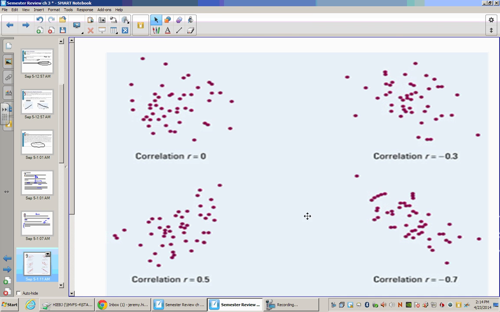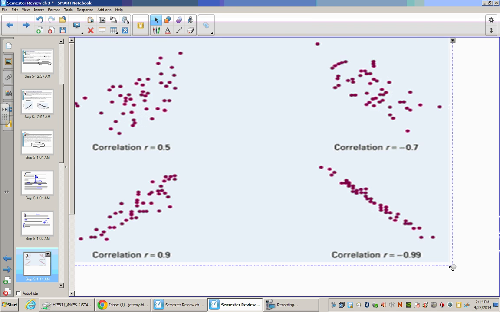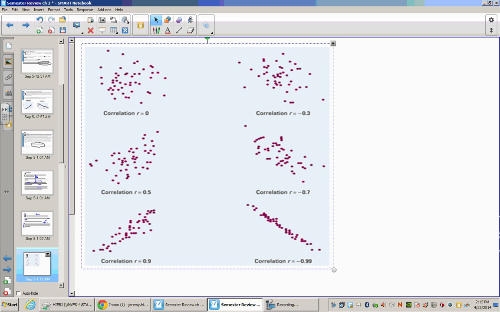Now, I added this slide just to give you some general idea on what correlations represent. With a zero correlation, it's hard to tell whether it goes down or up. We're just not clear what's happening here. A negative 0.3 is going down, but it's pretty loose. 0.5 going up, you can see is positive, but still pretty loose. It's getting closer and closer together. This is a moderate to moderately strong relationship here, where 0.9 starts to be strong and 0.99, well, it's almost a straight line.